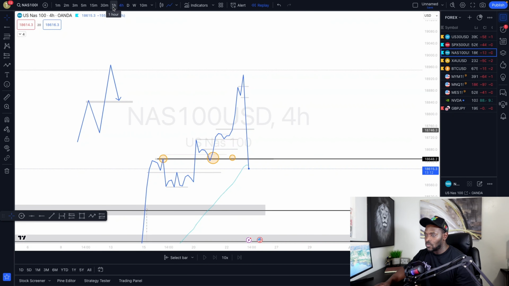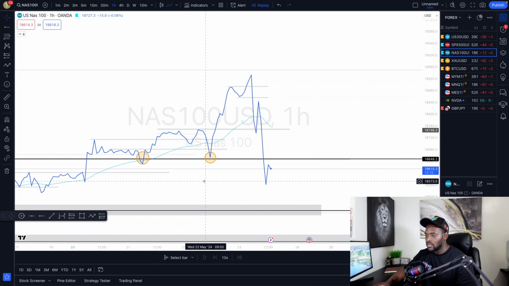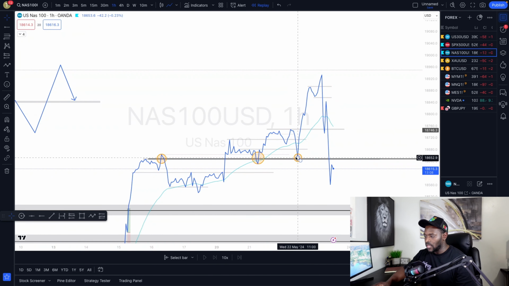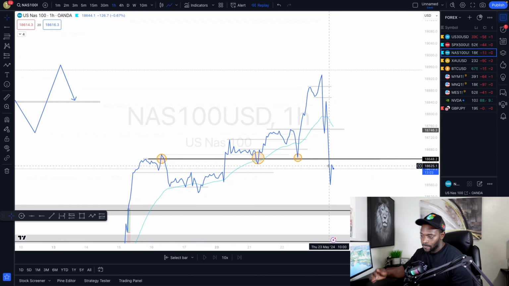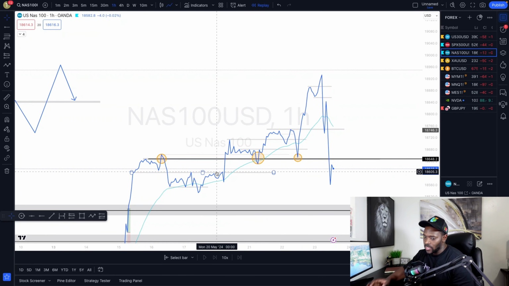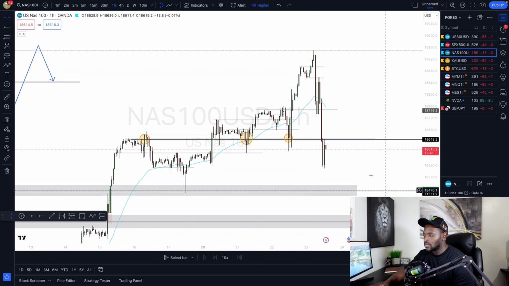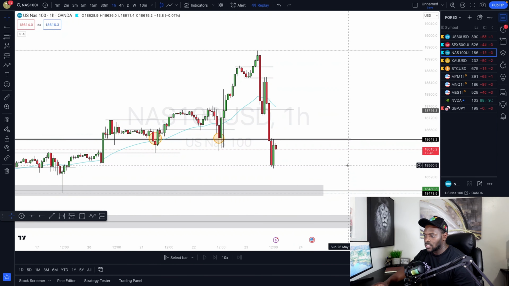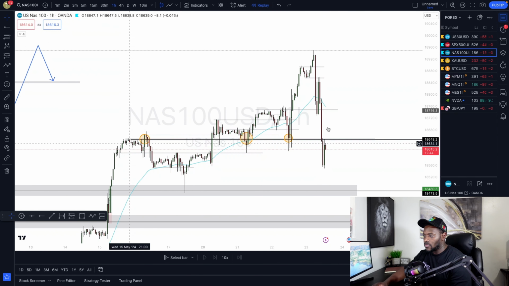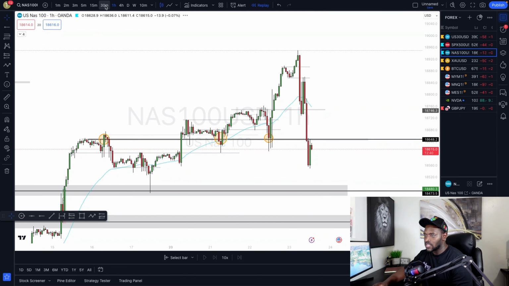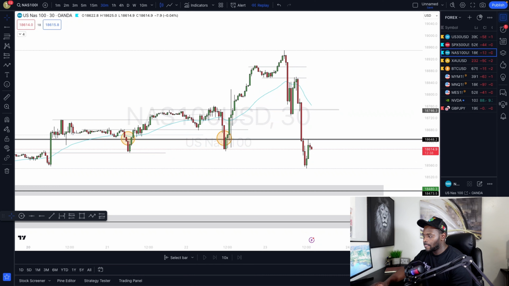And that's why if we go down the hour, you can see the extra touches. The line chart doesn't consider the wicks, right? So that's why I draw my levels at the bodies of the candles. Okay. Now we go back to the candlestick chart, and we can see that we've broken this level, and now it's come back for a retest, and it looks like it's rejecting, right?